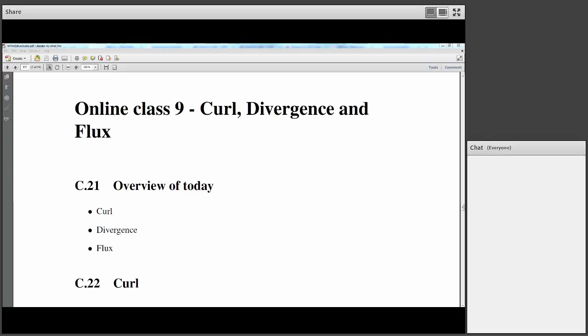So this week we're continuing to look at vector calculus, looking at two things. The first is curl and divergence, which are two different ways of differentiating vector fields. And then we'll look at flux, or more generally surface and flux integrals. I want to try to get an intuitive understanding of these things if possible, and then we'll look at the formulas as well.